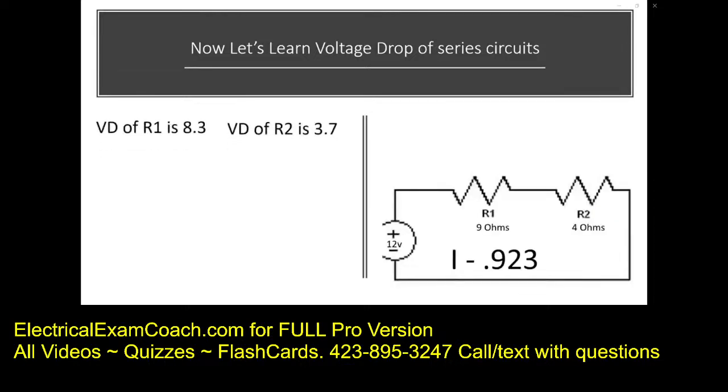Okay, a quick recap. The voltage drop of R1 is 8.3. The voltage drop of R2 is 3.7. 8.3 plus 3.7 is going to equal 12 volts. The voltage will be equal to the sum of the voltage drop across all resistors, and that's how you double check your work.